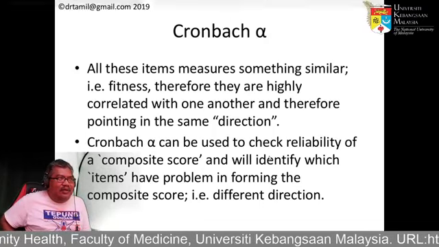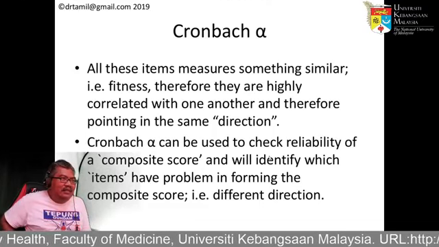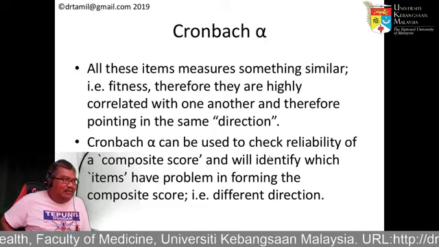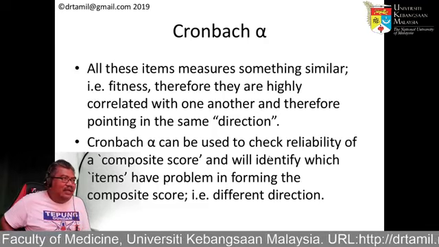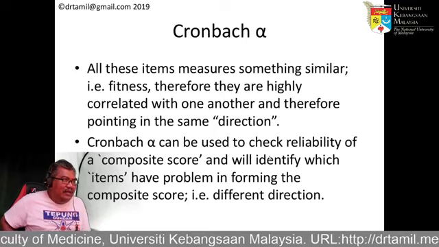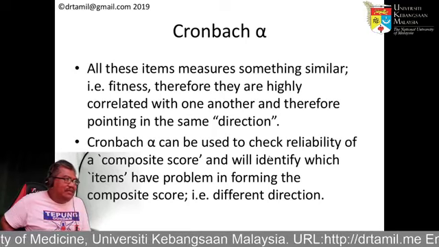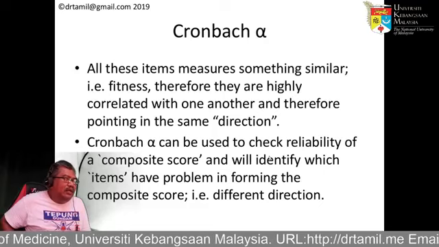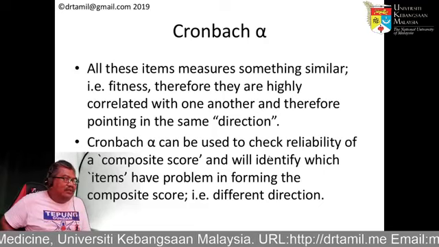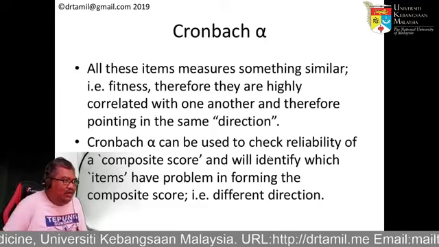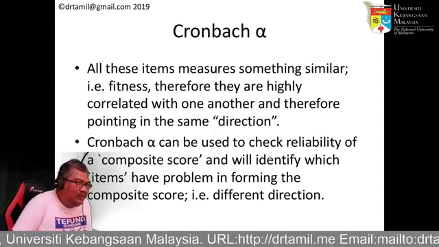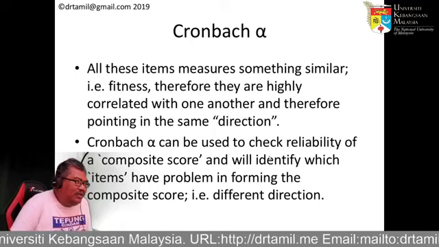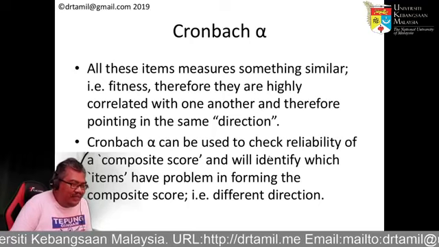The argument with the Cronbach alpha is if they are all measuring something similar, like fitness, all these things are highly correlated with one another, and therefore they are pointing in the same direction. So Cronbach alpha can be used to check the reliability of the composite score and will identify which items have a problem in forming the composite score because they were pointing in a different direction.